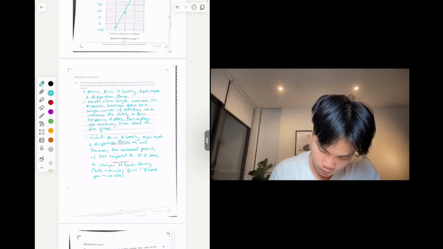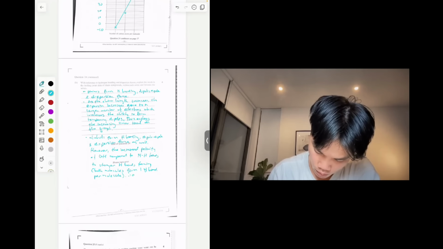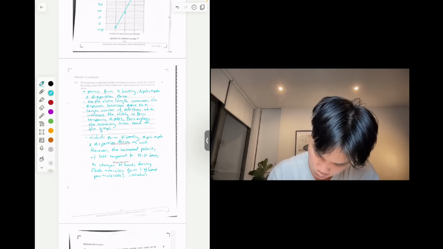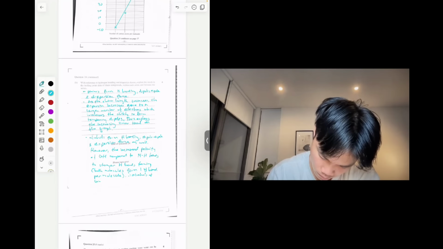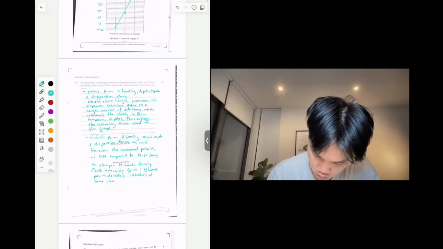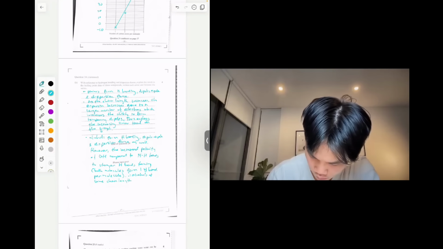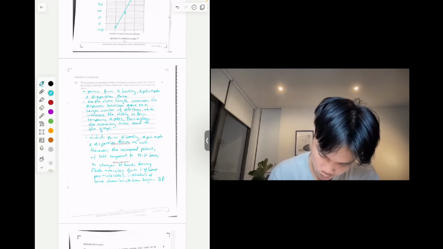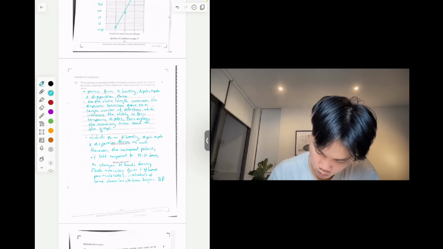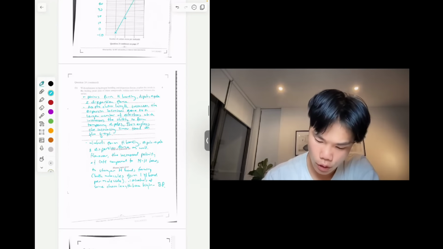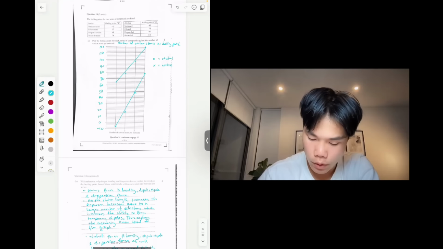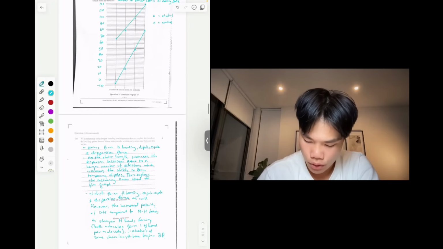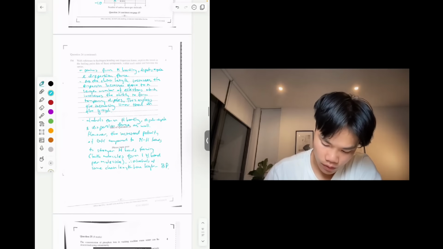H bonds forming. Therefore, alcohols of same chain length have higher BP. And you could note as well that these molecules of similar chain length would have quite similar dispersion force because their molar masses are pretty similar.